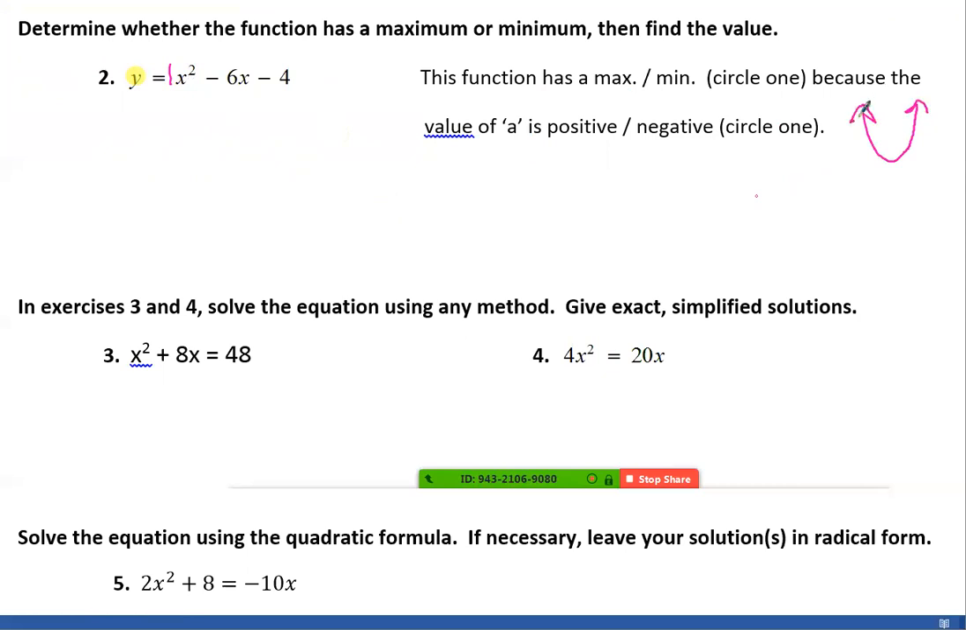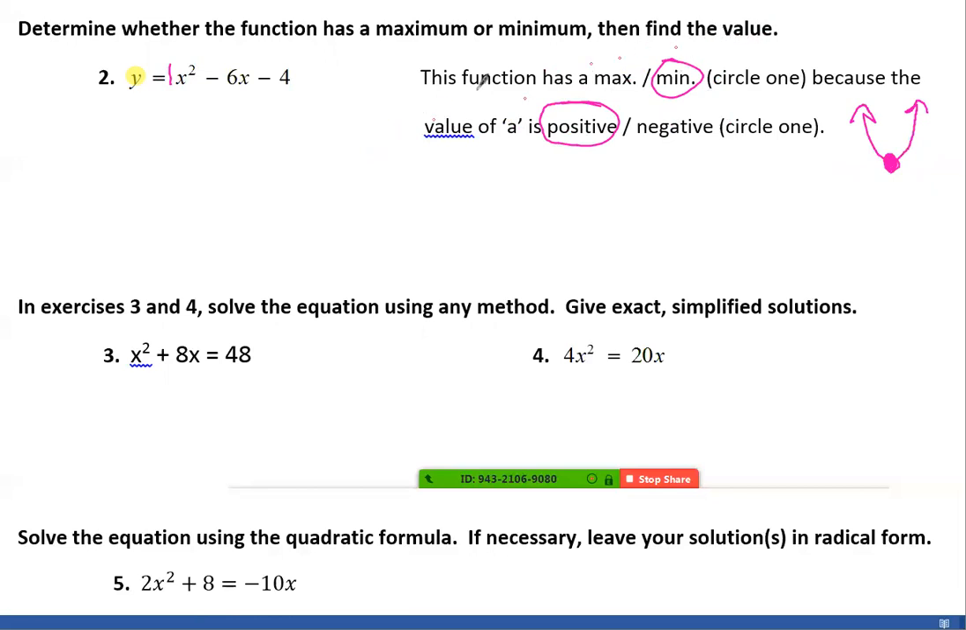It looks like this. And if it's facing up, right, you have a minimum because the vertex is located at the bottom of it. If a was negative, the parabola would be upside down and there would be a maximum. And when we talk about minimums and maximums, we're talking about the y values, the outputs. So because a is positive, this thing's going to have a minimum. Function has a minimum because the value of a is not negative, and the value of a is positive. Cool. Okay, so we know that it has a minimum.